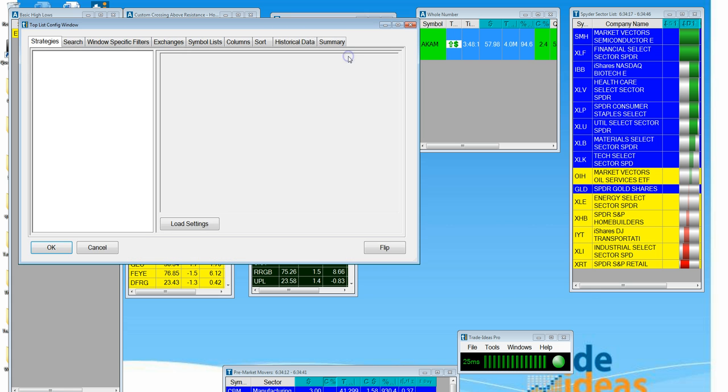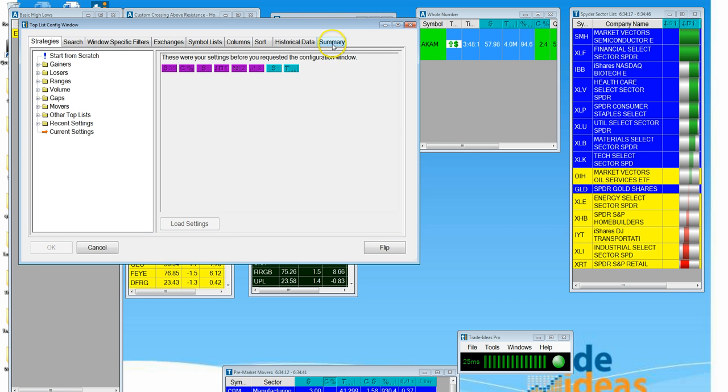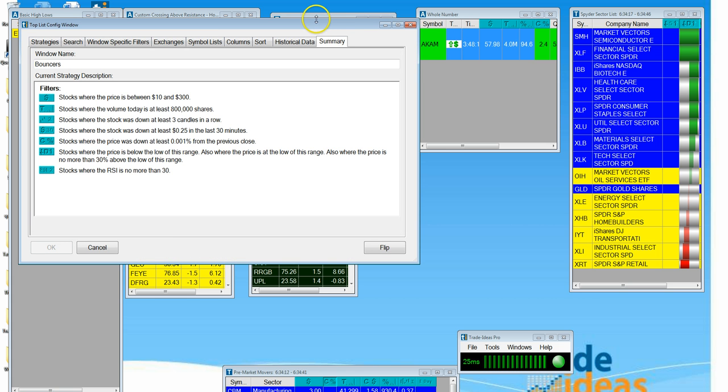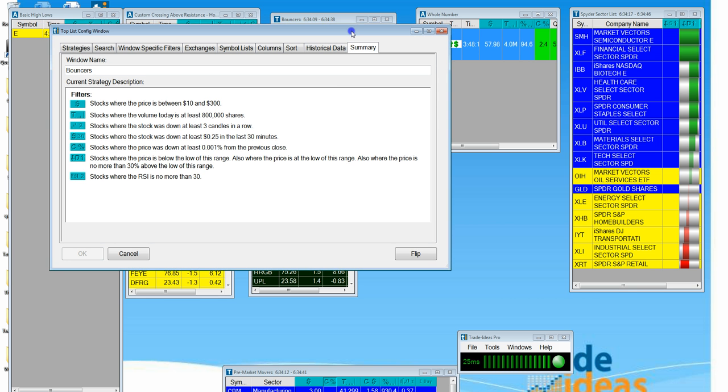I'll click on configure, and then I go to summary, which is the English language telling me what it's doing, what my filters are. You see, I want stocks between $10 and $300. I want 800,000 shares. I want stocks that have 3 candles in a row down on the 2-minute chart, so at least 3 in a row down, and 25 cents down at least in the last 30 minutes.